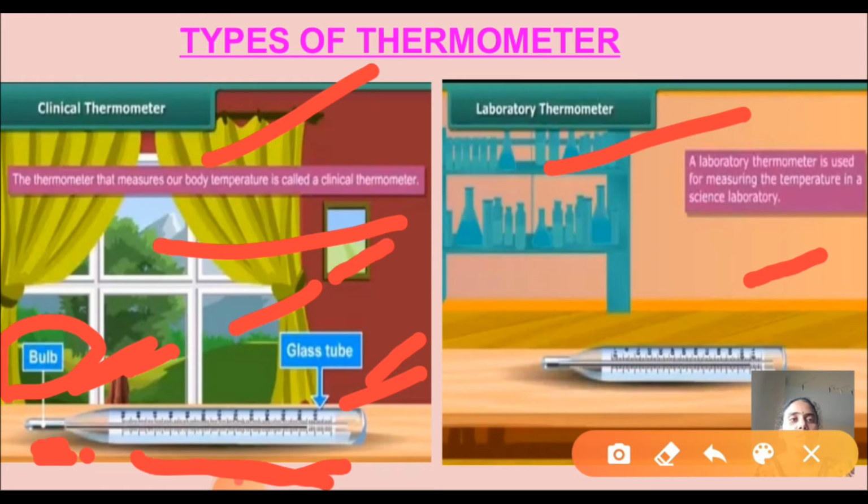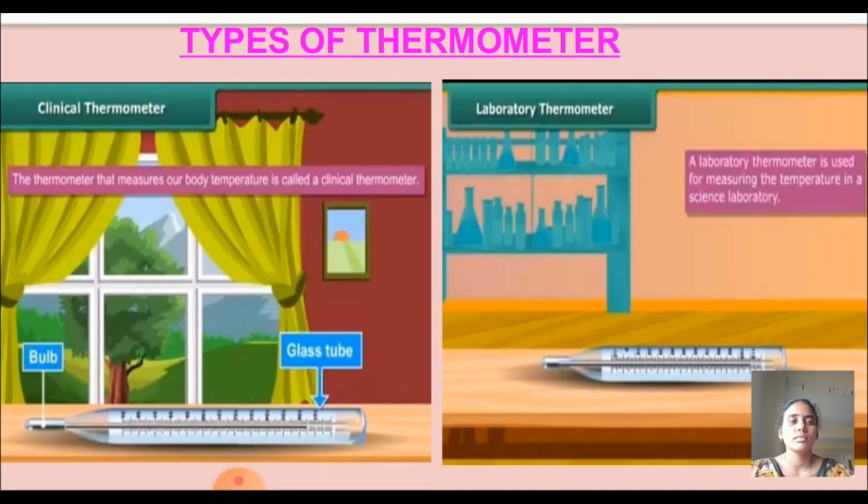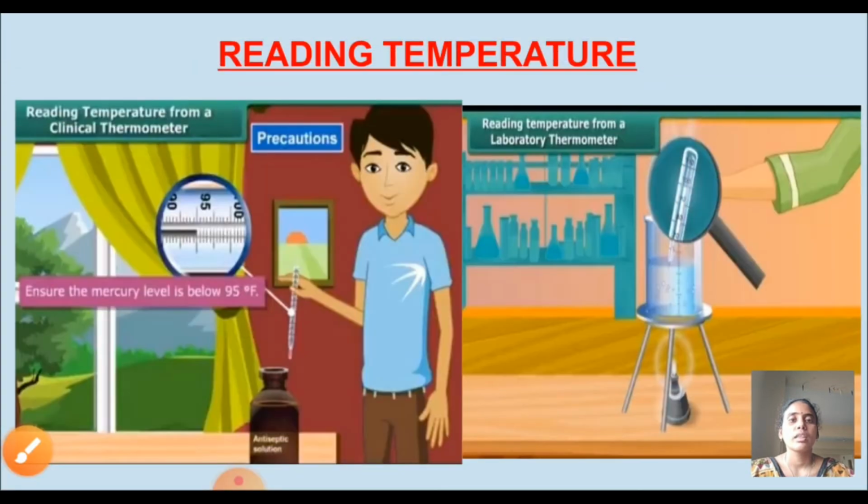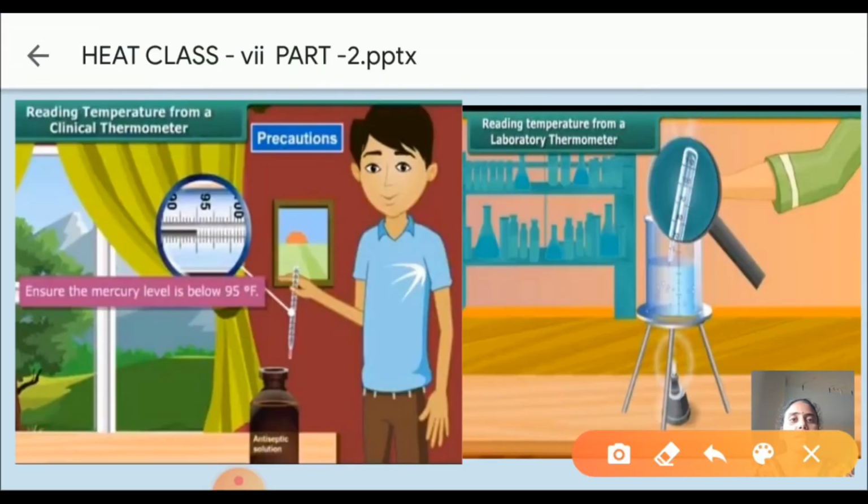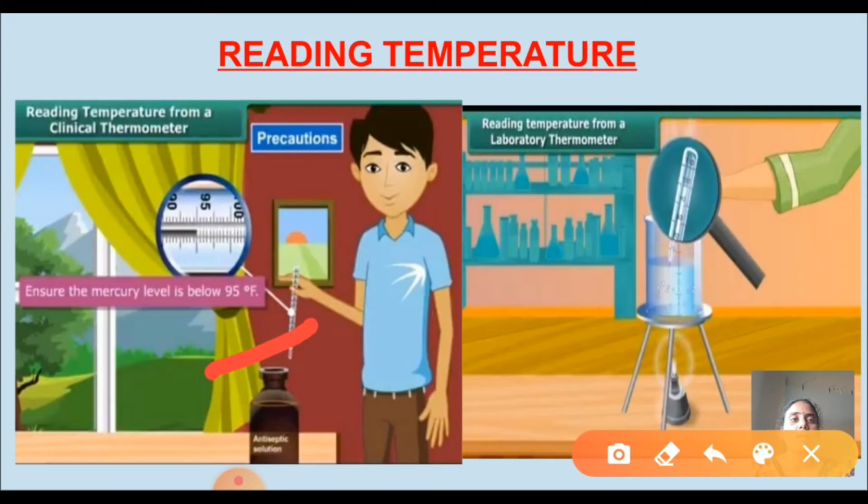The next one is the laboratory thermometer. The laboratory thermometer is used to measure the temperature in the science laboratory, in chemical applications and chemical processes. Let us discuss reading temperature from a clinical thermometer and reading temperature from a laboratory thermometer.